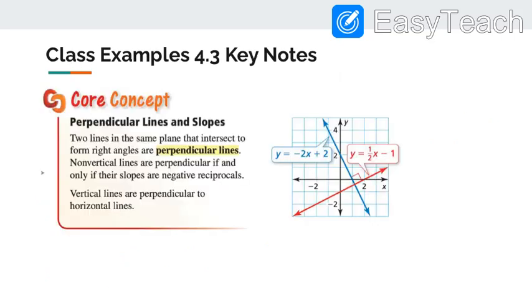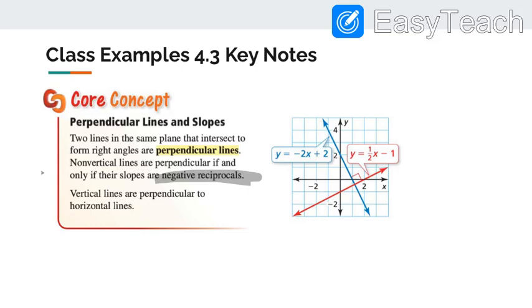Perpendicular lines are lines that cross at a 90-degree angle. The biggest thing to note with these ones is that they must be negative reciprocals. So negative reciprocal means you are going to exchange the fraction, and you are going to change it from positive to negative or negative to positive.